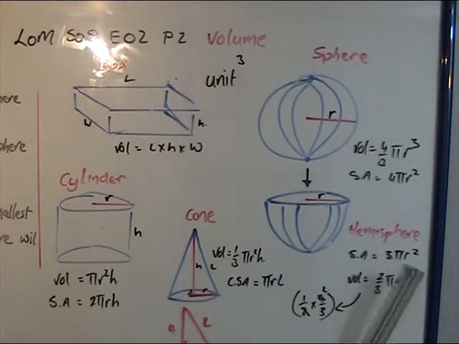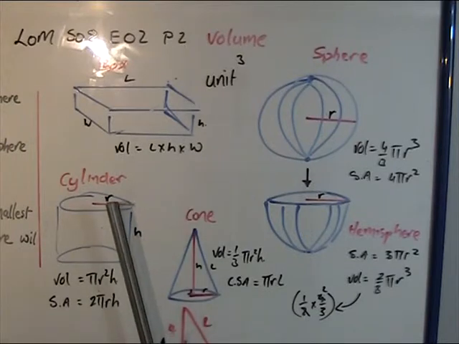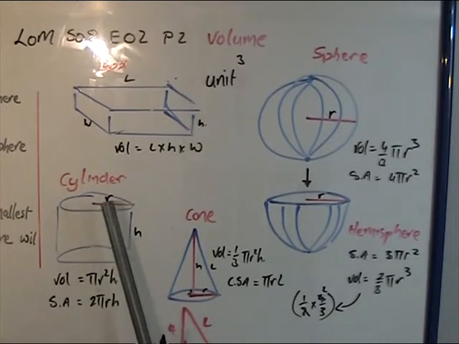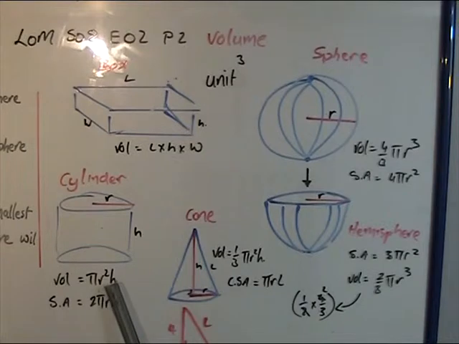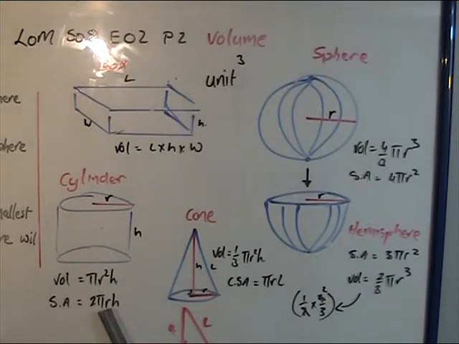Moving along, we've got a cone here. I'll move on to the cylinder first because I want to get to the cone. For a cylinder, the volume is pi r squared h, where h is the height and r is the radius. The surface area is 2 pi r h. Before I get to the cone, all these are found on page 7 of the tables. You should have them anyway.